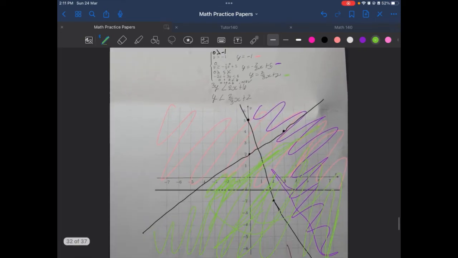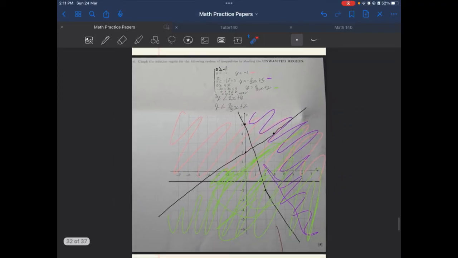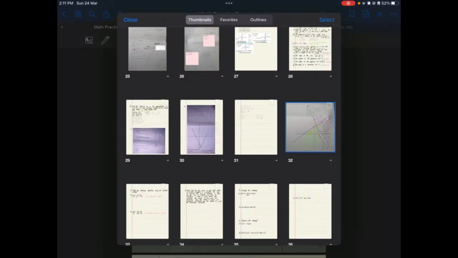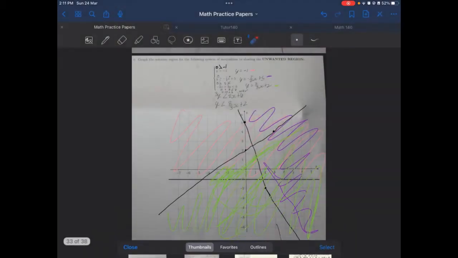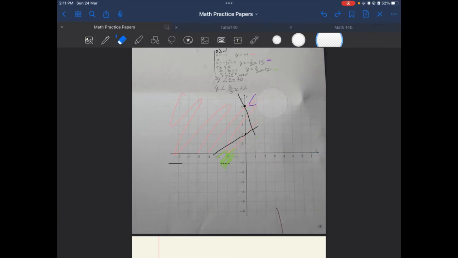So now, you see everything is shaded but this little section over here. So what they want is everything but this little section over here. So what we're going to do is do this on a separate piece of paper. Let's duplicate this, and then erase it. Then I'm going to plot everything again.